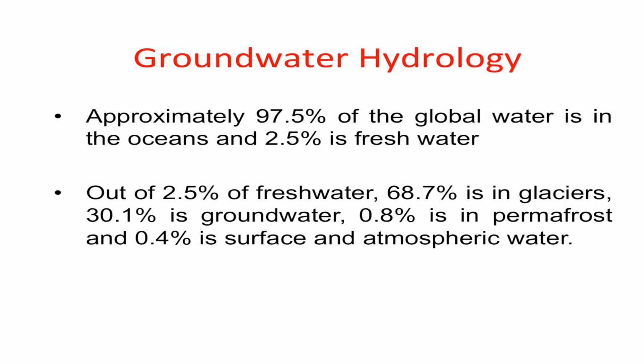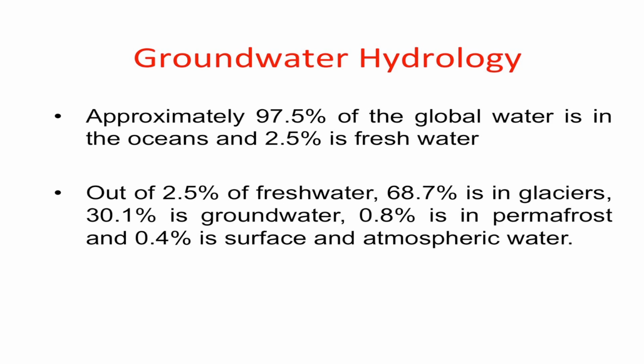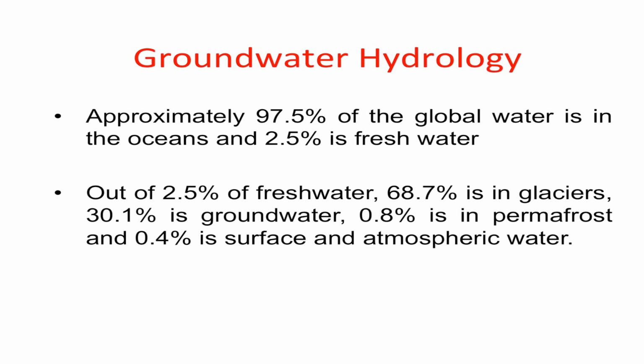Before going to the session in detail, I want to start with an introduction about water resources. In the entire global water content, 97.5% of water is in the ocean as saline water, and only 2.5% is fresh water. In the 2.5% of fresh water, more than 60% is in glaciers, not usable for any purpose. 30% is groundwater, and only 0.4% is surface and atmospheric water.